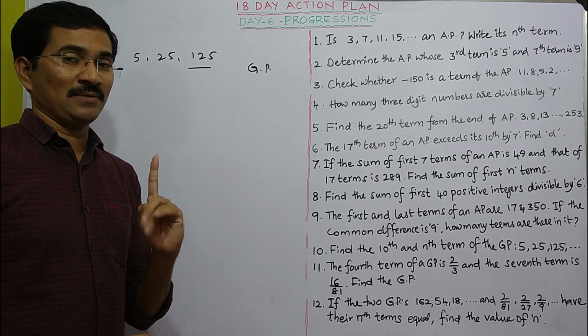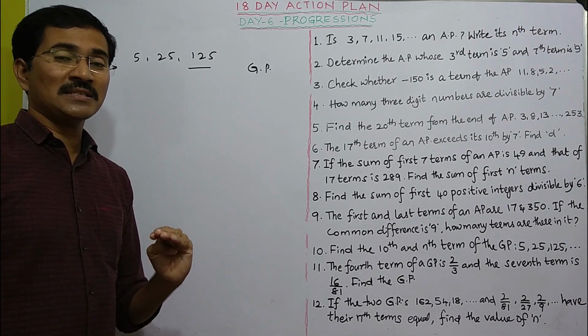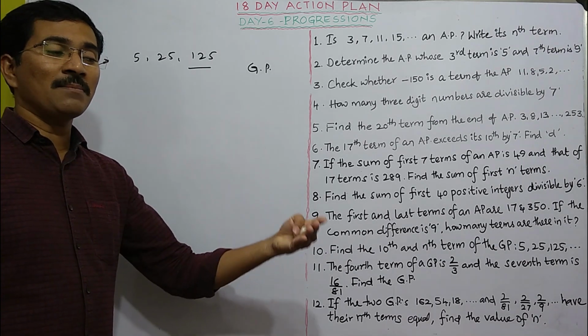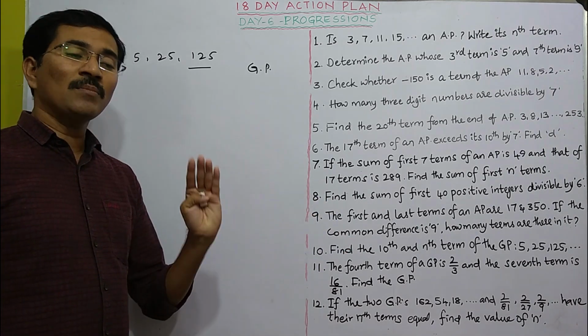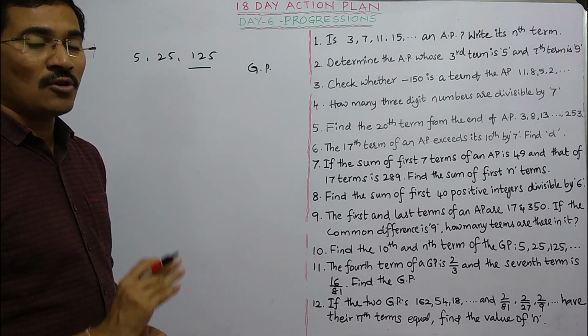This doesn't apply to the first term. The first term is an exception. So except for the first term, the next terms are obtained by multiplying the previous term by a fixed number. This is called a geometric progression.